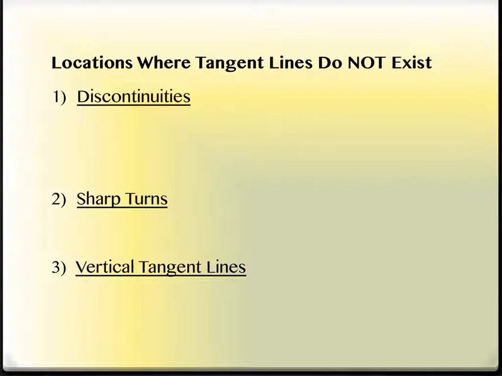There are some locations where tangent lines do not exist. In particular, there are 3 locations where tangent lines do not exist. One of them is at discontinuities, and we've got a couple of different kinds of discontinuities. Can you tell me something that would make a function discontinuous? A hole is one of those. An asymptote's another one. And a jump.